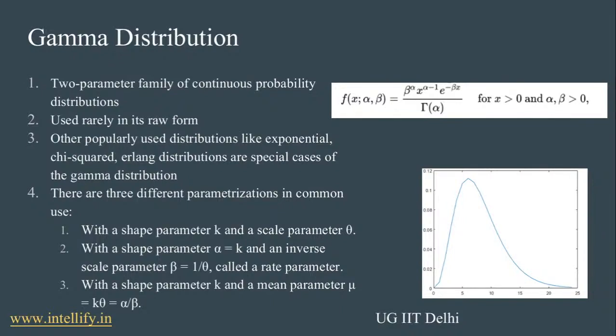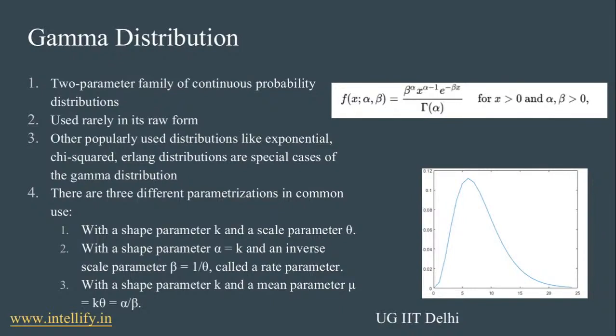So let's just revise what is gamma distribution. Gamma distribution is a two parameter family of continuous probability distributions. It means it depends on two parameters. First one is alpha and second one is beta. While it is used rarely in its raw form, other probability distributions like exponential, chi-squared, Erlang distributions are special cases of the gamma distribution.